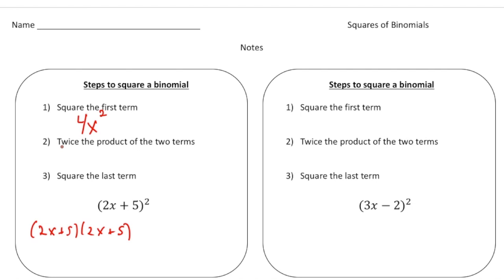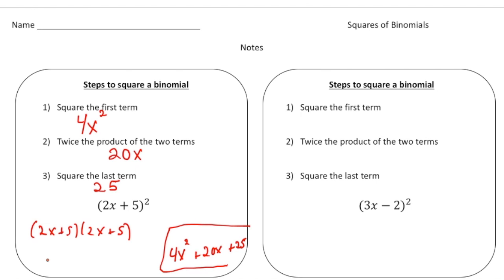Part 2, twice the product of the two terms. Well, 2x times 5 gives us 10x, and if I double that, we're going to get 20x. And then finally, square the last term. Well, 5 times 5 is 25. And now we add them together. So it's going to be 4x squared plus 20x plus 25. And there it is.